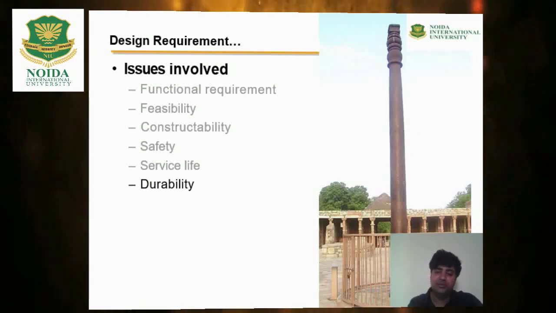If you take an example of this particular pillar, which is not corroded yet. Why? Because the property of the material is such that the durability is decided, because we kept in mind at the time of design what will be the service life of the particular structure.